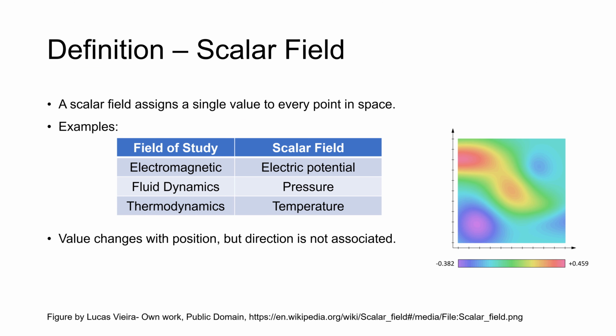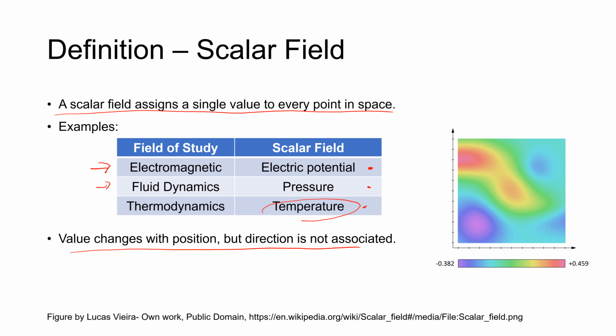A scalar field assigns a single value to every point in space. Examples of this: in electromagnetics, we have the electric potential. In fluid dynamics, we have the pressure, and in thermodynamics, we have the temperature. The value changes with the position, but direction is not associated.